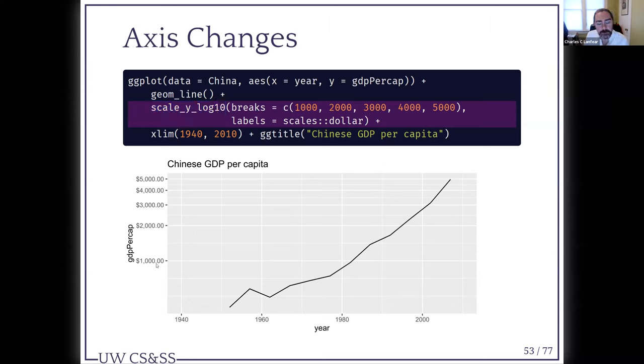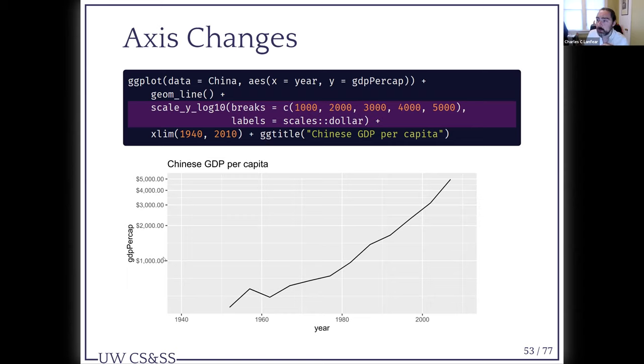This puts it in a base 10 logarithmic scale. So if I look over here, my values go 1,000, 2,000, 3,000, 4,000, and 5,000, okay? They are narrower the higher up you get because that's how a logarithm works. This is nice for displaying things with log linear relationships. Now notice over here on my y-axis, it's not just showing the numbers. It's showing $1,000 and 00 cents.